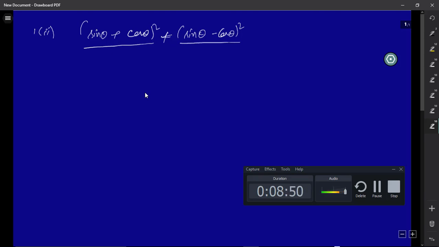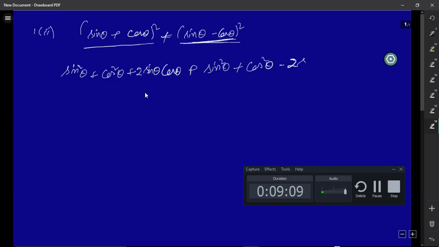Let me make use of the (a plus b) whole square formula. What is (a plus b) whole square? A square plus b square plus 2ab. And this is in the form of (a minus b) whole square. What is (a minus b) whole square? A square plus b square minus 2ab, right?